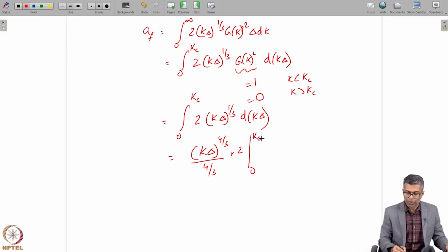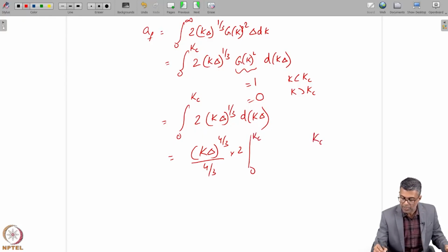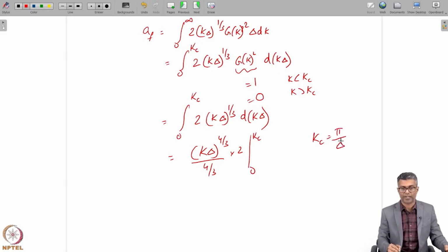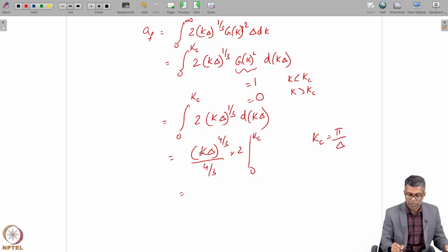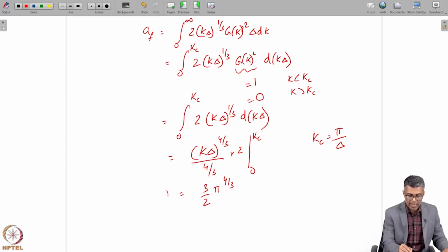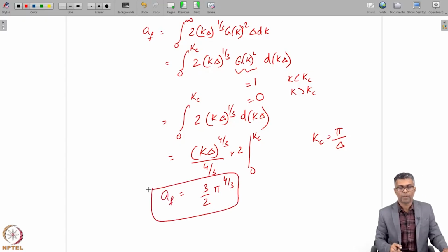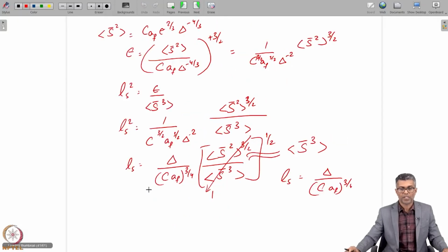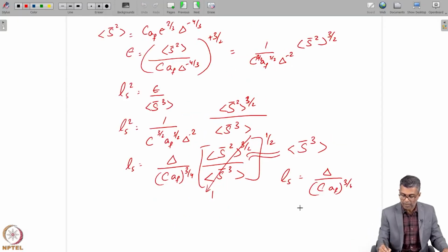Okay, so if you're going from 0 to kappa c, remember that kappa c is pi over delta as we had defined it. So kappa becomes kappa c, delta becomes pi. So you essentially have 3/2 pi to the 4/3. That is what you have for AF. AF is 3/2 pi to the 4/3. Now if I substitute that here, then I will have pi to the 4/3, isn't it? 3/2 pi to the 4/3.